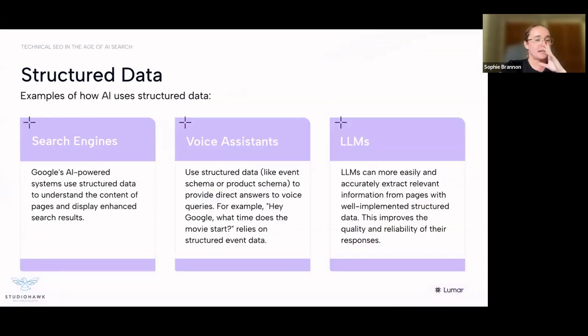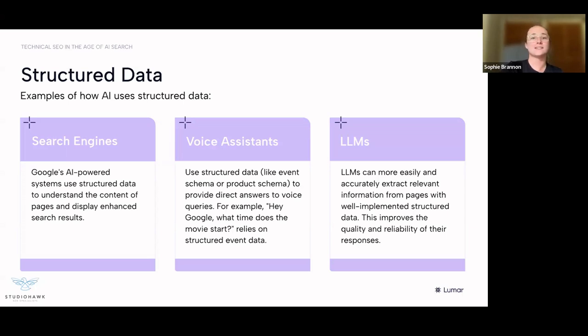And again, AI potentially uses structured data, depending on what resources you're reading and how you're testing. I've seen it work in some cases, seen it not work in others, but ultimately the idea behind it is that AI-powered systems will use structured data to better understand the content and better display enhanced search results. LLMs can potentially more easily extract relevant information. It helps to improve the quality of their responses in that case.